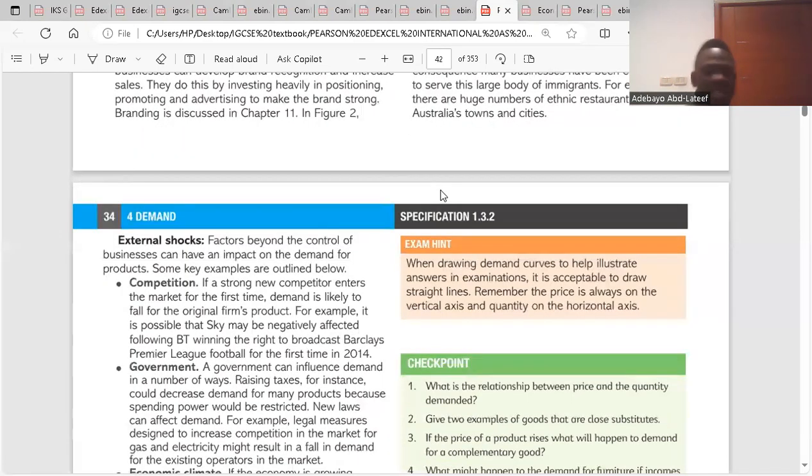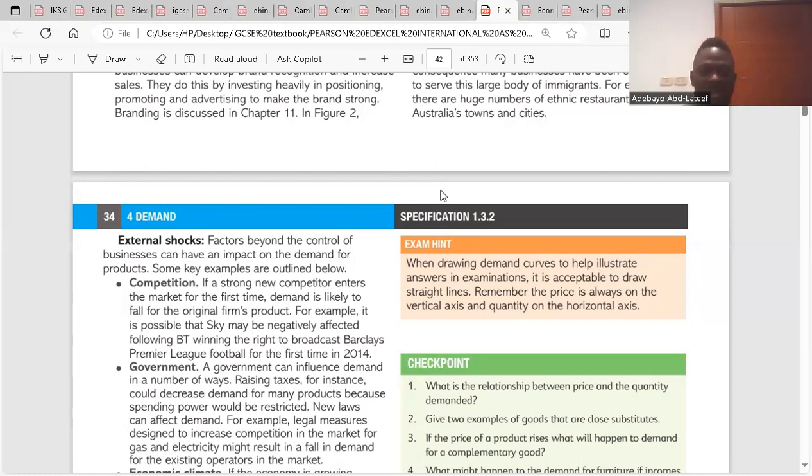Yeah. We'll go to external shocks. For external shocks, these are factors beyond the control of businesses. So, and there's nothing the businesses could do about it. They don't have power over it. They can only adjust to put themselves in line with it.